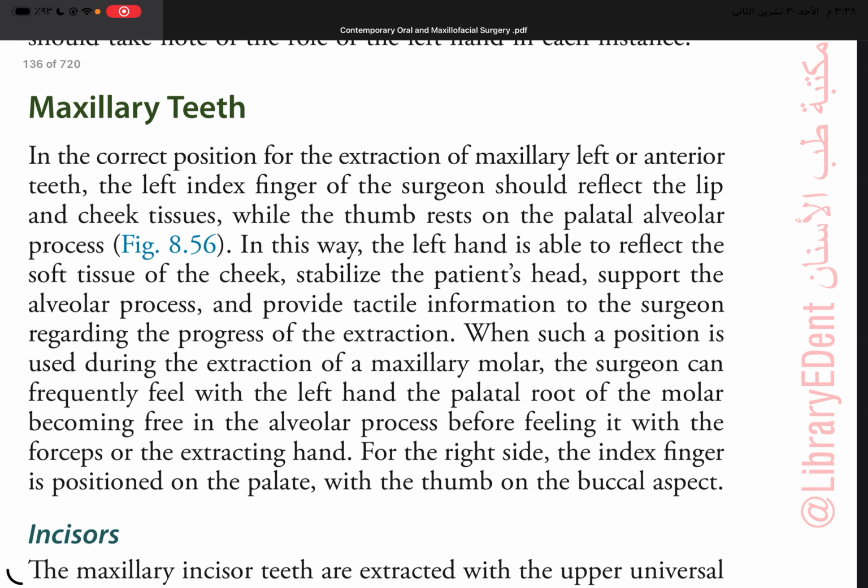Maxillary teeth. In the correct position for the extraction of maxillary left or anterior teeth, the left index finger of the surgeon should reflect the lip and cheek tissues while the thumb rests on the palatal alveolar process. In this way, the left hand is able to reflect the soft tissue of the cheek, stabilize the patient's head, support the alveolar process, and provide tactile information to the surgeon regarding the progress of the extraction.